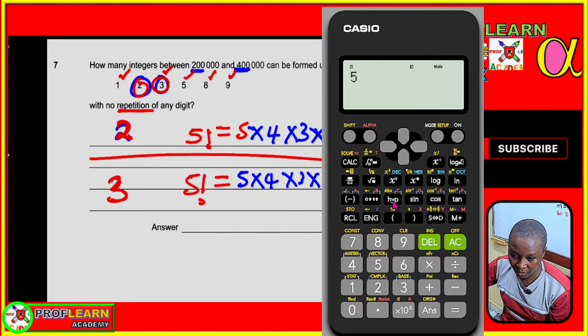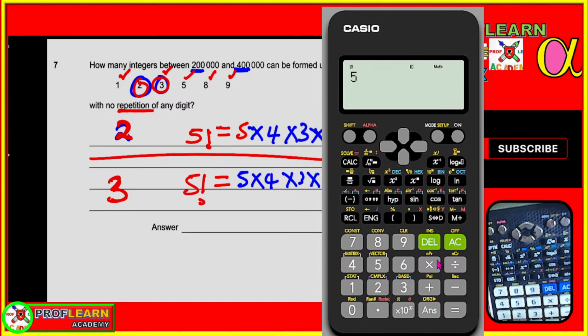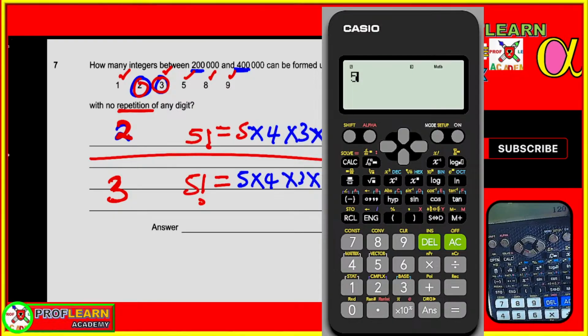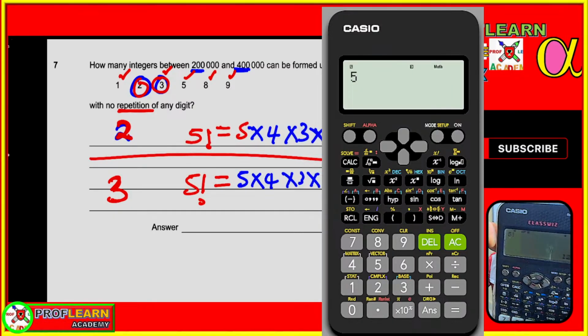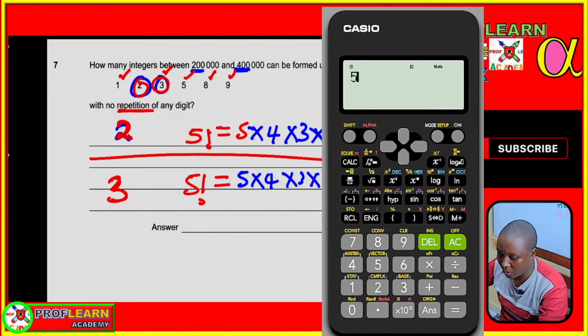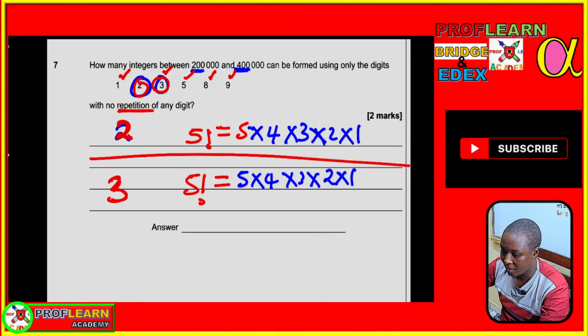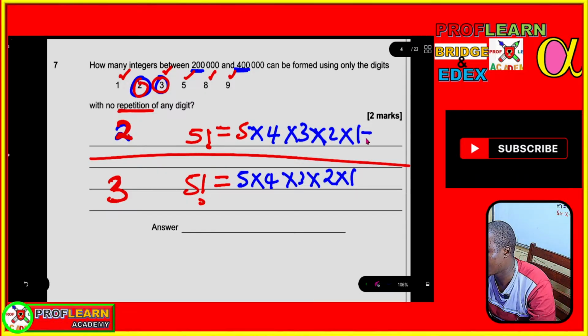Let's check where the factorial is. Once I do it in my calculator, I'm getting 120, guys. 5 factorial is giving me 120 at that point. So the answer for this part will be 120, and this is also equal to 120.